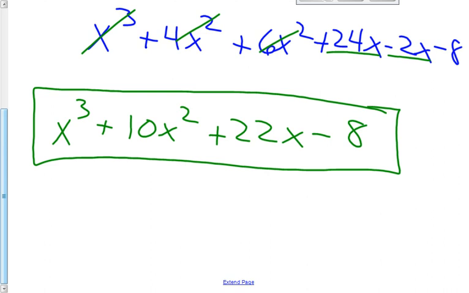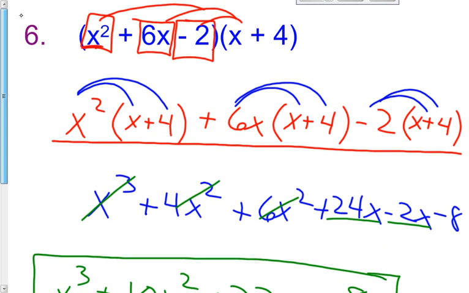So the hardest part of this one is understanding our strategy when we multiply a trinomial times a binomial. Make sure that each term in the trinomial is multiplied by each term in the binomial.